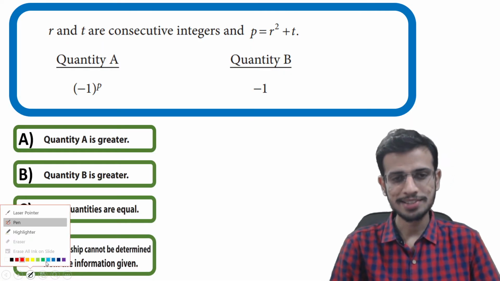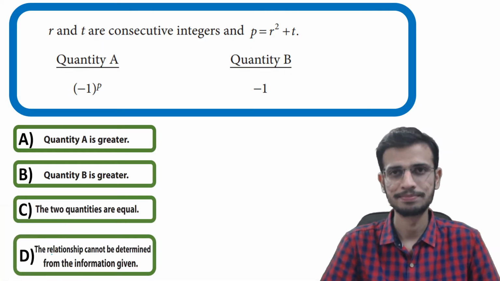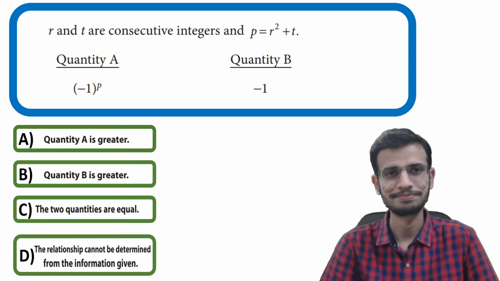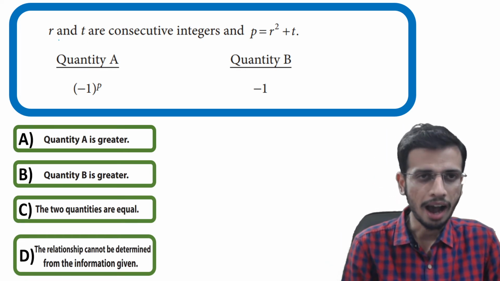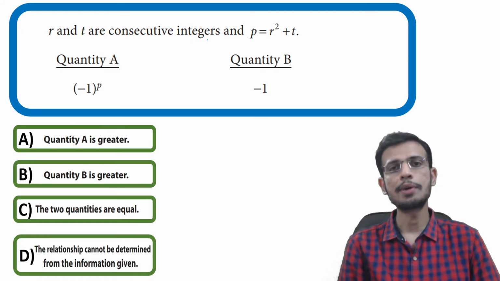So let's move on to the next question. This question is very interesting. R and T are consecutive integers.